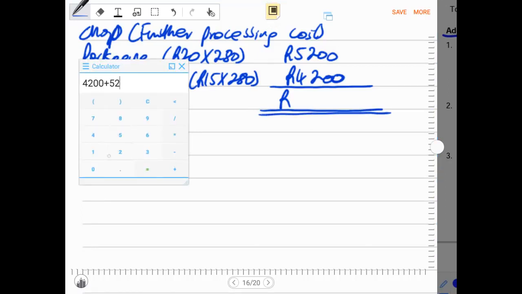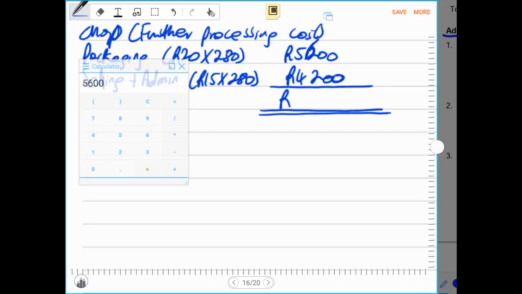5,600 plus 4,200. Oh, the packaging was 20 rand times 280, which is 5,600, not 5,200, plus 4,200. This gives us a total of 9,800 rands.